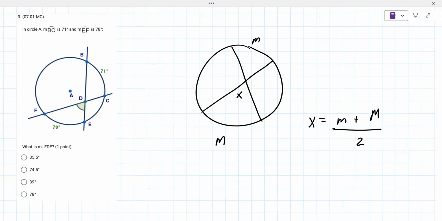That's enough information for you to be able to find this angle here, F to D to E. That's what they're looking for, this one right here. That's what I'm calling X. You've got the two outside angles. I just use little m and big M to differentiate between them, and I use that notation.